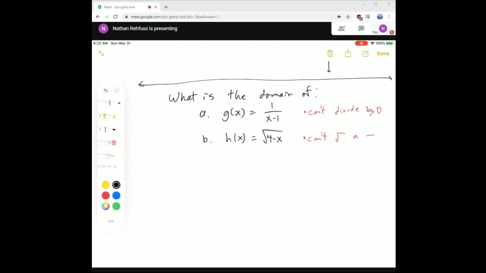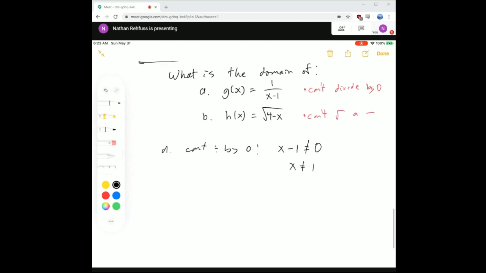If I can't divide by 0, then I can't have x minus 1 equals 0. So that has to be not equal to 0. I'll add 1 to each side. X can't be equal to 1. So that's the domain. Every number except for 1.